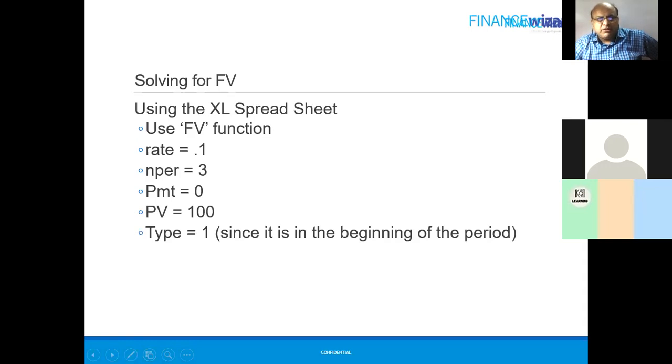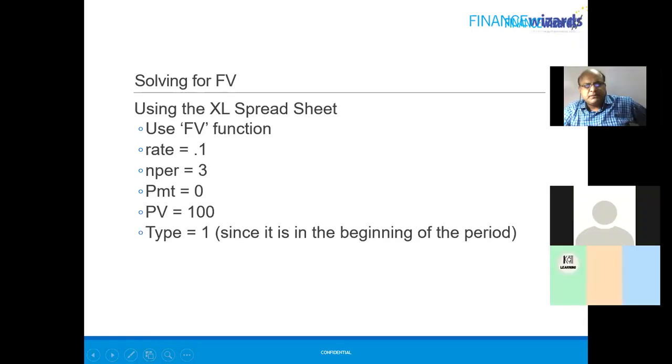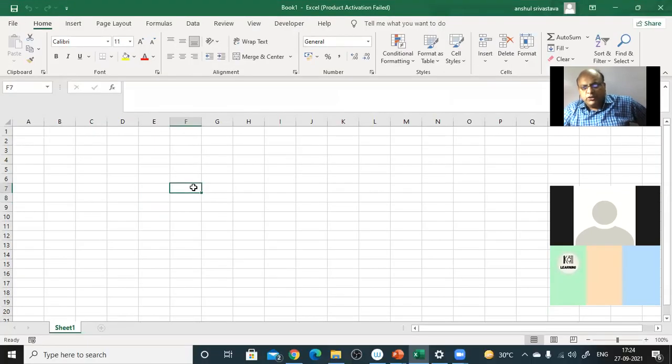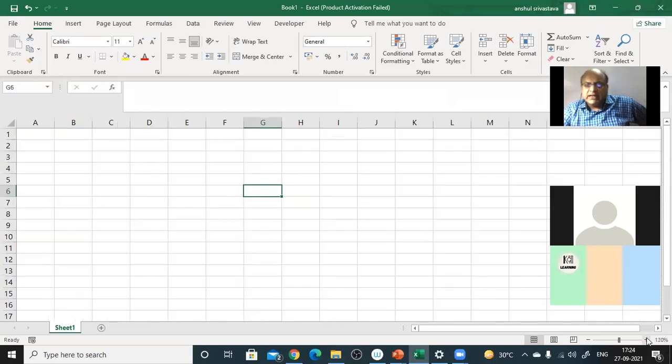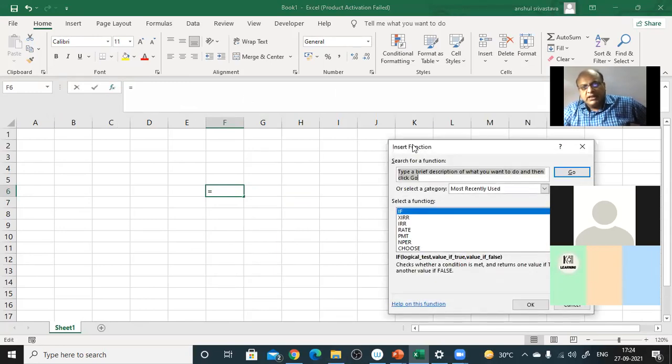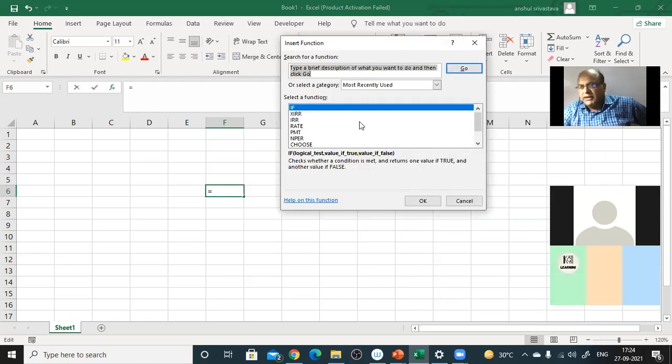I hope everybody is able to see Excel on the screen. And we have to use the FV function. For those of you who are already conversant with Excel, you can directly write is equal to FV. For those who have not used formulas, they are found here. See this, FX, just beside the address bar, the function button, insert function. The moment you click on that, a box will appear.